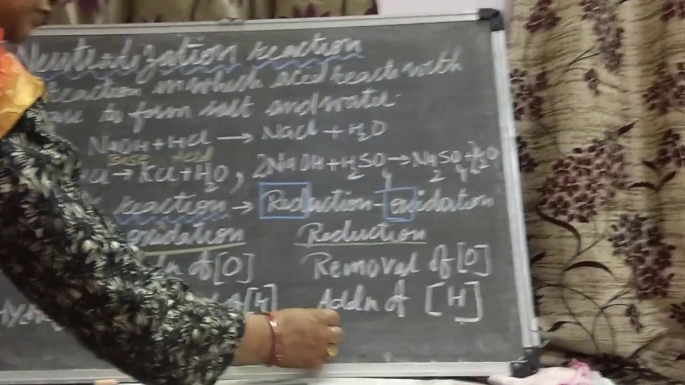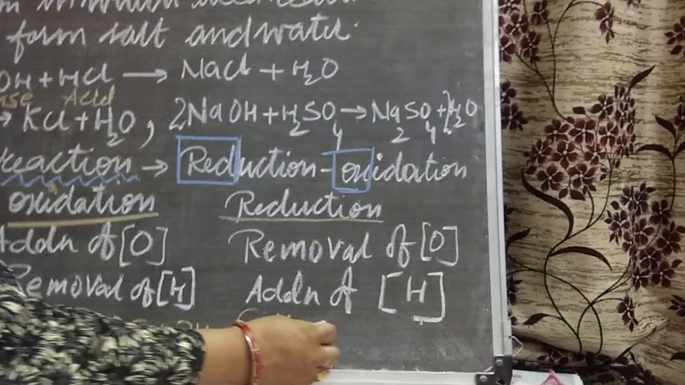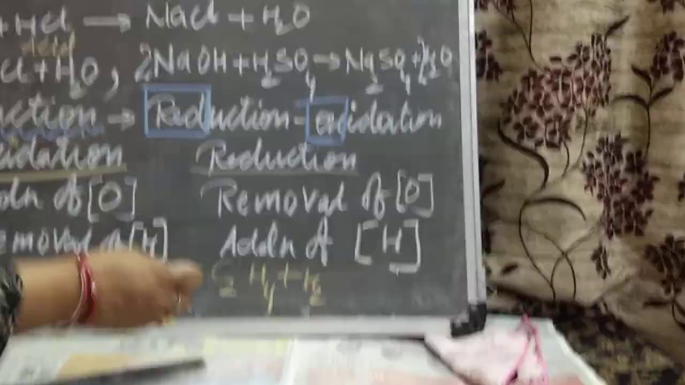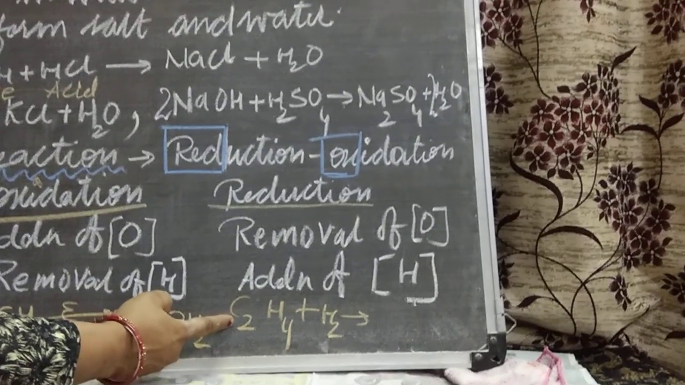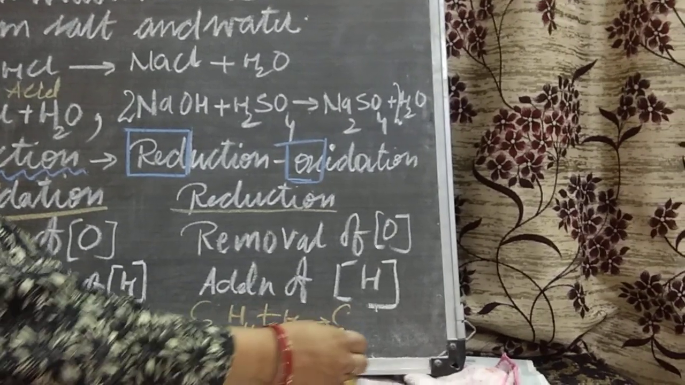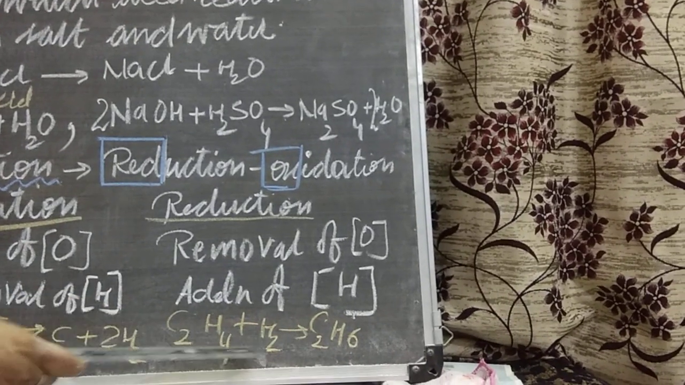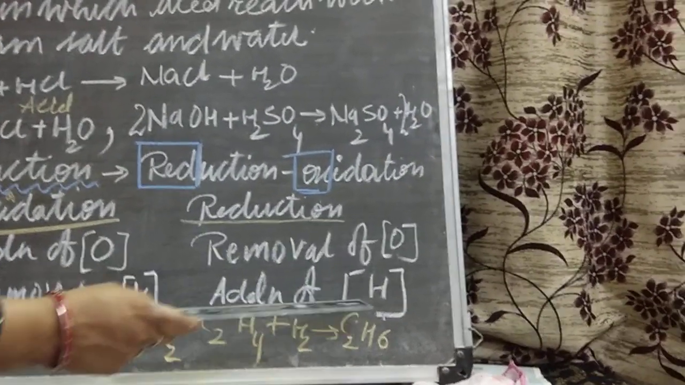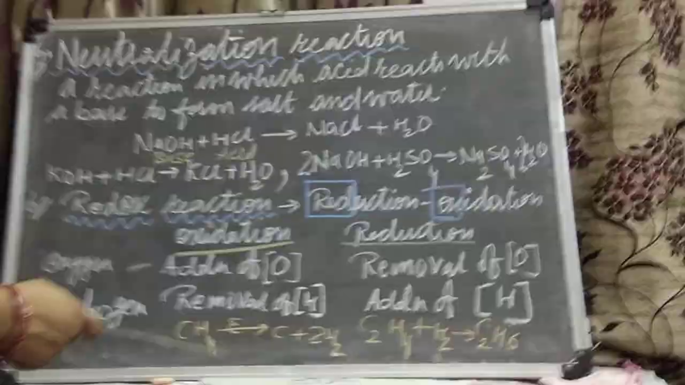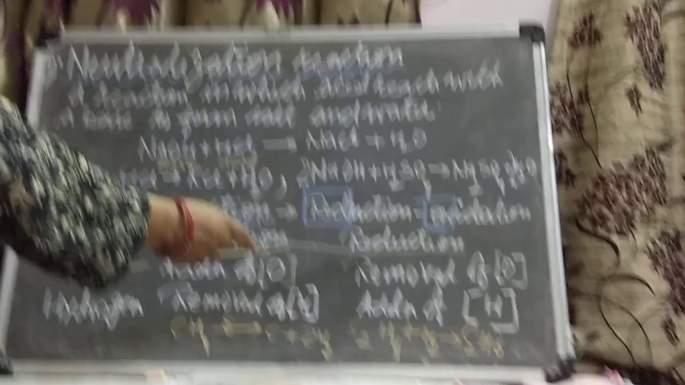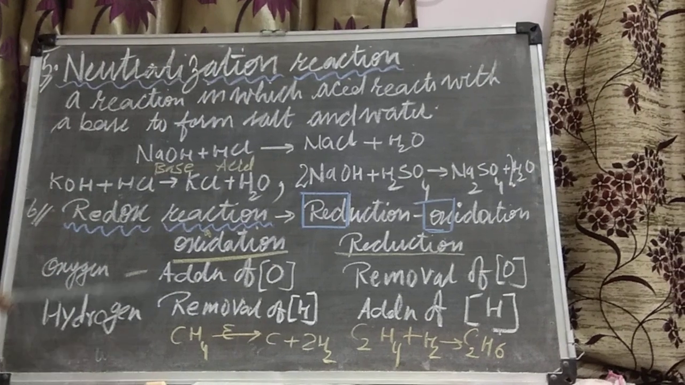Suppose I take one example, C2H4 plus H2. Here what is happening? These two hydrogen atoms are getting joined with C2H4, and what we are getting? C2H6. So this is called reduction, addition of hydrogen. So I have given you the concept of oxidation and reduction in terms of oxygen and hydrogen. Do it nicely, students.